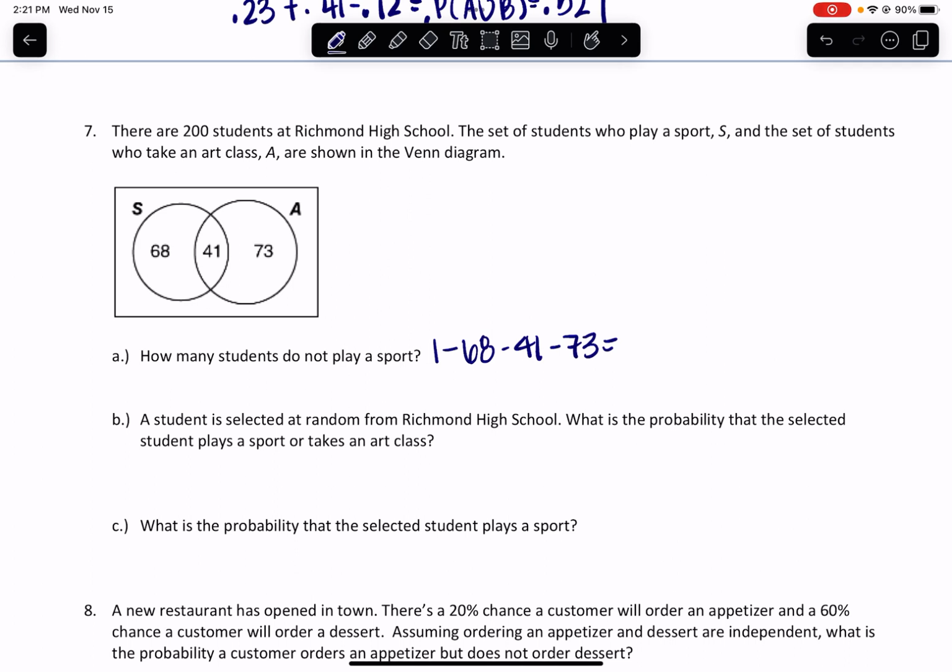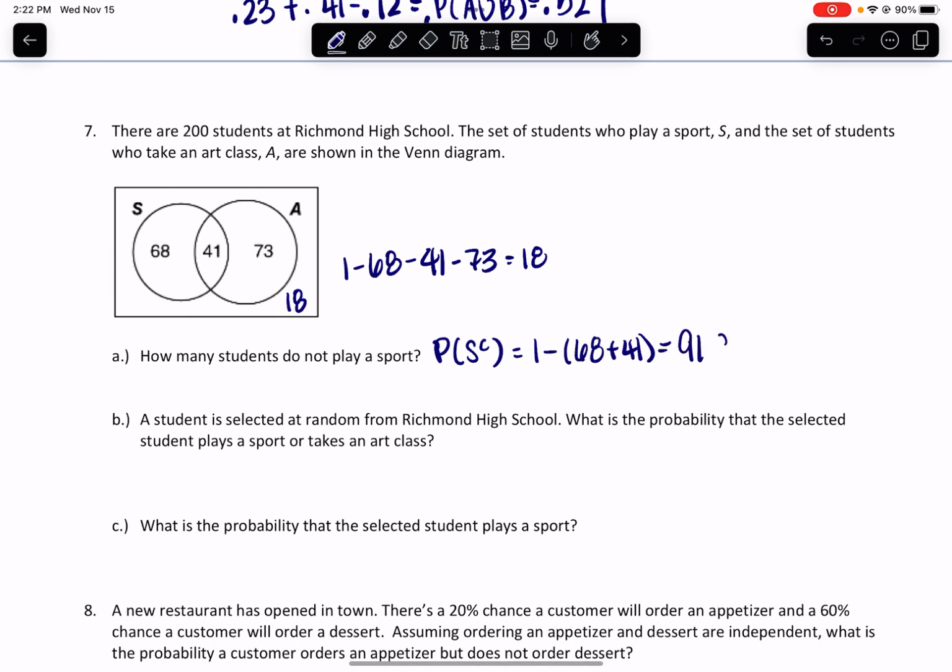Oh, wait. Nope. No, that's not. Ignore me for a second. That is what goes out here, to get the ones that don't participate in art or in sports. But how many do not play a sport? So that is probability of sport complement. So that is 1 minus 68 plus 41, which is 91 students.